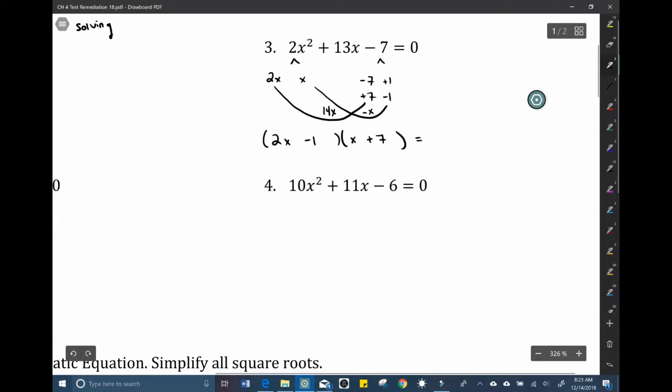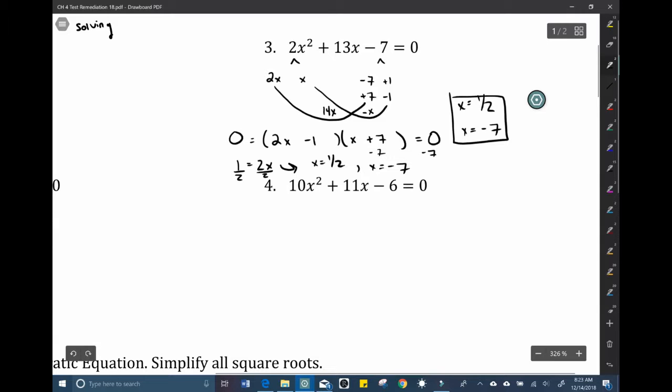Set equal to 0. We're still solving. So 2x minus 1 equal to 0. I would add 1 over, and then finish it off by dividing by 2. x equals 1/2. Or if I just subtract 7, x equals negative 7. So x equals 1/2, x equals negative 7. Okay, both your answers for those.